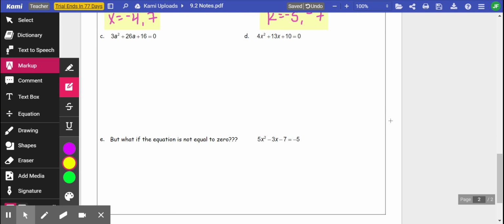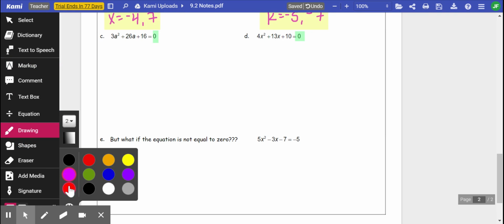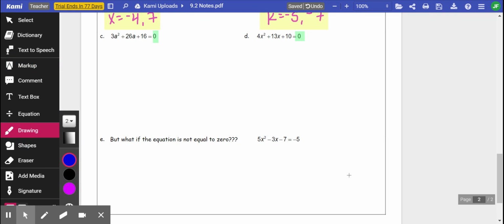Okay, next 2. First step, make sure we have an equal 0. We do here, and we do here. Okay, second step, is there a GCF? In this problem here, there is not.